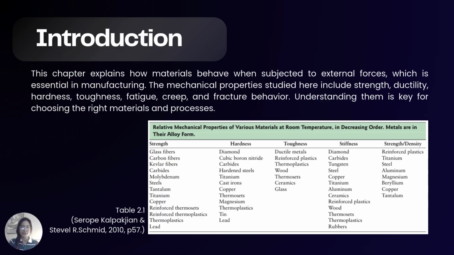Before we dive into the test and formulas, let's begin with an overview of what Chapter 2 is really about. This chapter is focused on the mechanical behavior of materials, which means how materials respond when we apply forces to them. Every manufactured product, from cars and airplanes to phones and bridges, relies on choosing the right materials that can withstand the loads it will face during its service life.